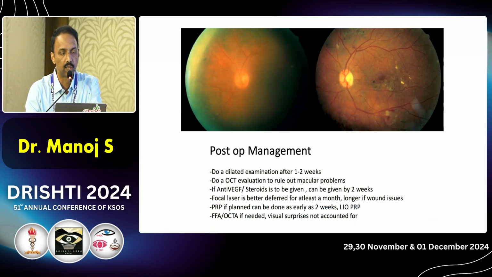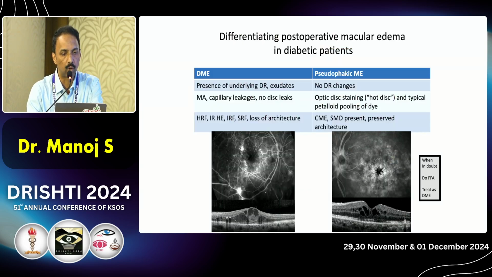Postoperatively, these eyes need to be seen very frequently. The first examination can be as early as 1 week, 1 to 2 weeks. If necessary, you can give an anti-VEGF as early as 2 weeks. If PRP needs to be done, you can also do this as early as 2 weeks, but you need to do an LIO PRP.